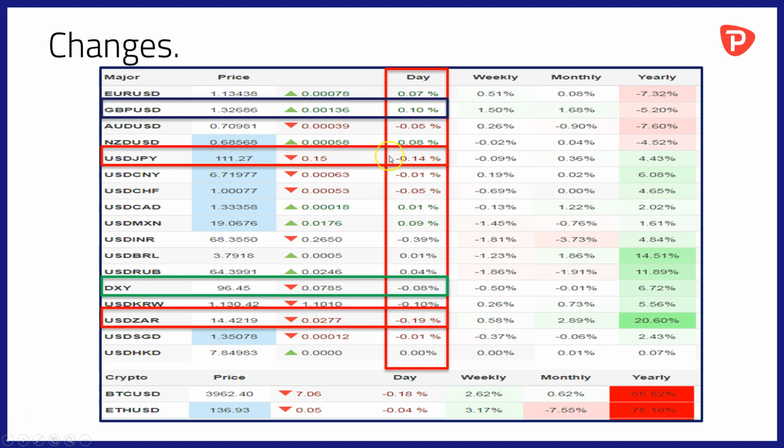The Japanese yen was also on the front foot, adding 0.14% to its gains against the US dollar to trade at 111.27. Dollar index for its part largely unchanged on the session, easier for choice, down 0.08%, and the South African rand was also able to take some money off of the US dollar, gaining by 0.19% after a recent slide versus the US currency.